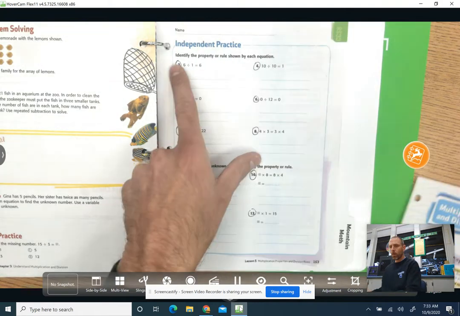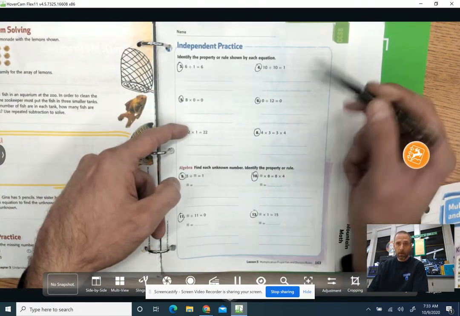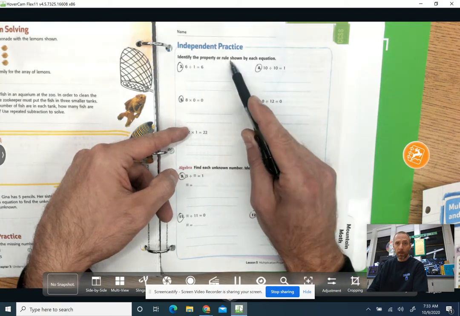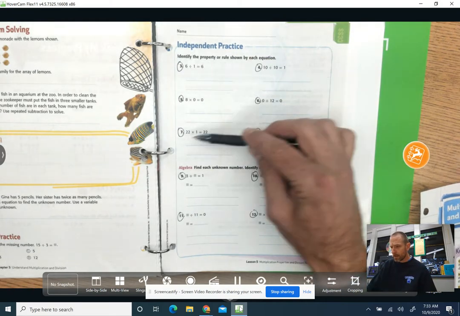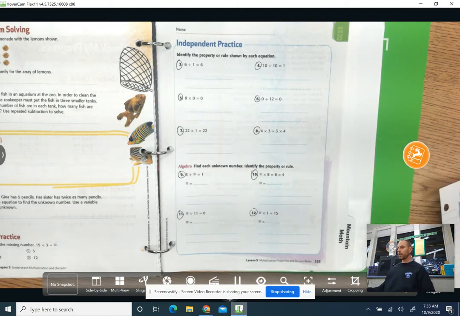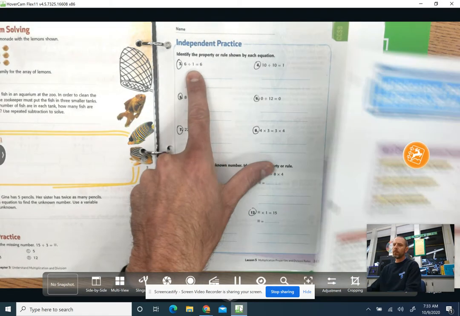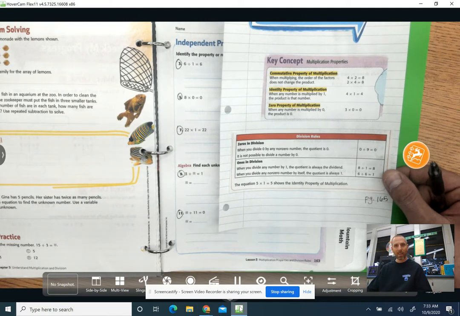So, number one, okay, or 1 through 8, 3 through 8, we are identifying the property or rule shown by each equation. Okay? So we're just identifying it. They solved it for you. Okay? There's no unknowns. Simply going in and putting in the property. 6 divided by 1 equals 6. It's a division problem, kids.